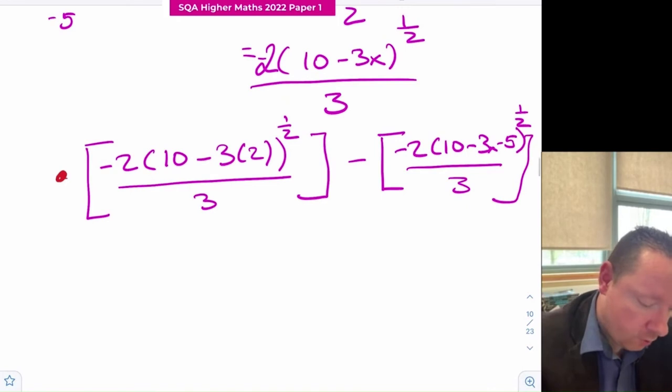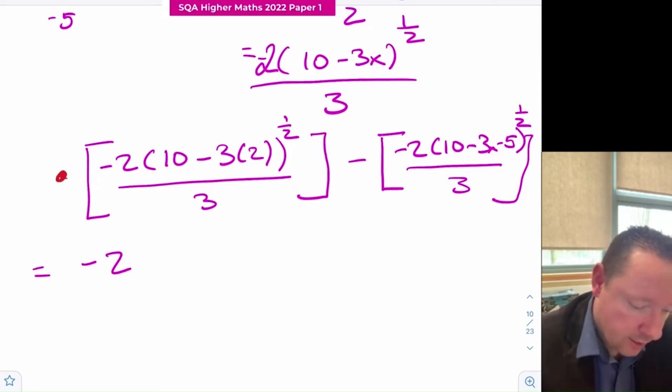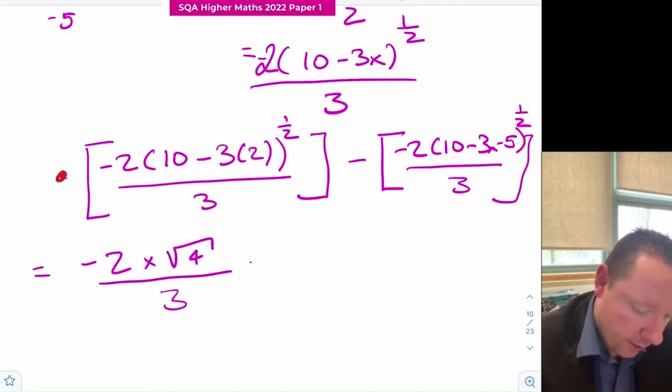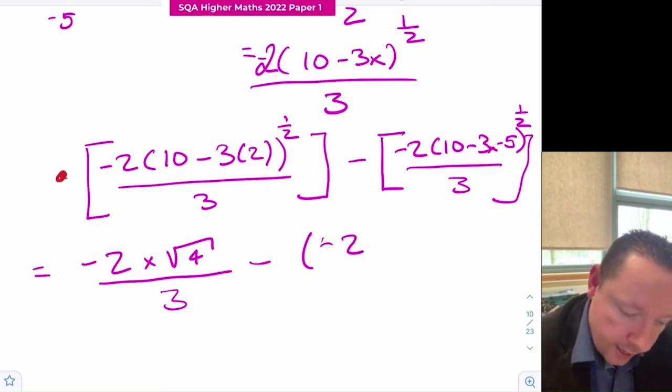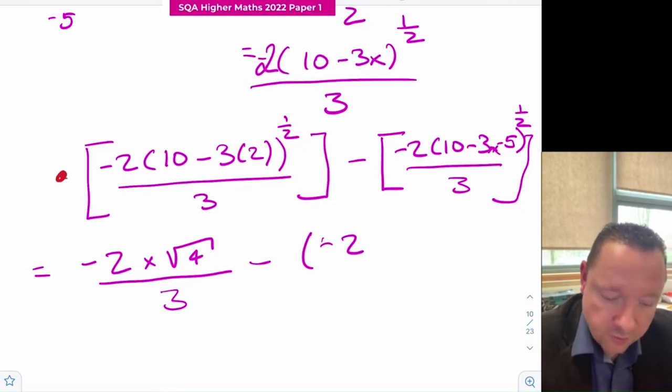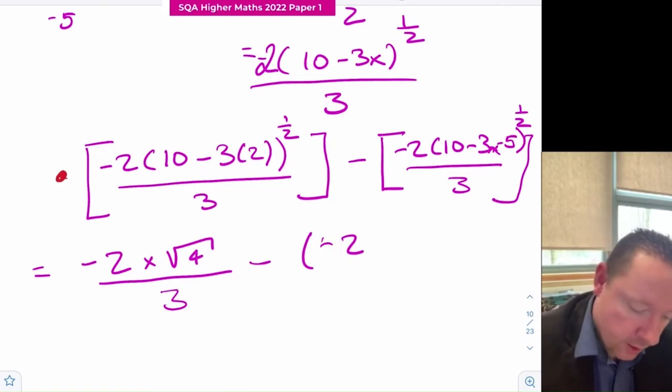Just being very careful. So we've got minus 2, 10 minus 6 is 4. So it's times the square root of 4, because to the power of a half is square rooting, divided by 3, and that's minus. And then we've got minus 2 again. 10 minus 3 times minus 5. Well, minus 3 times minus 5 is 15. So that's 10 add 15, which is 25. So it's times the square root of 25 over 3.